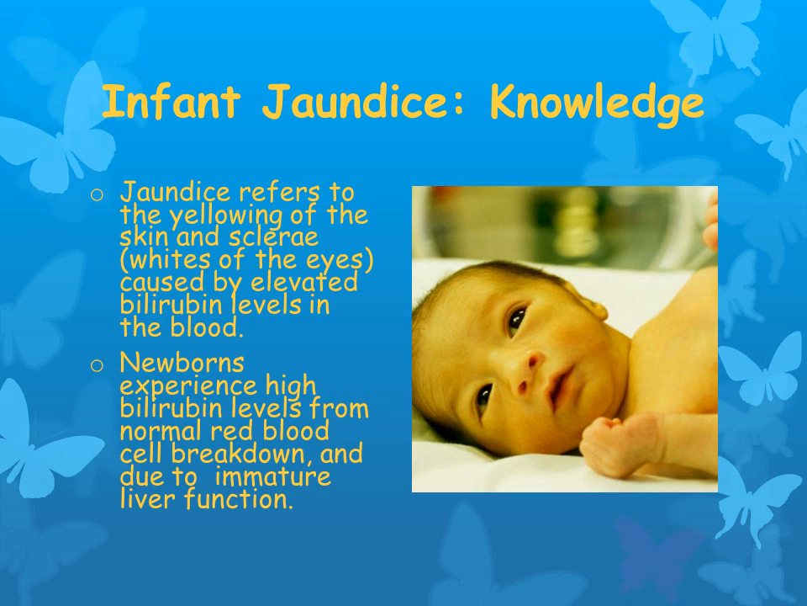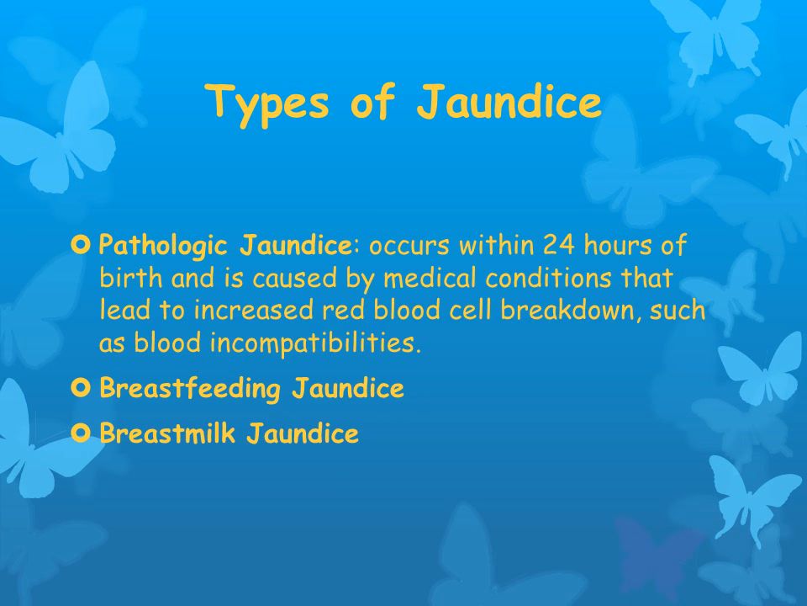Bilirubin is conjugated by the liver and excreted into the intestines and passed out in meconium stool. In the newborn, the liver is immature, and therefore it may not be able to keep up with the conjugation of bilirubin, leading to increased levels. If the infant is not passing meconium, bilirubin will be reabsorbed from stool back into the blood, further contributing to jaundice. There are three types of jaundice: pathologic jaundice, breastfeeding jaundice, and breast milk jaundice.